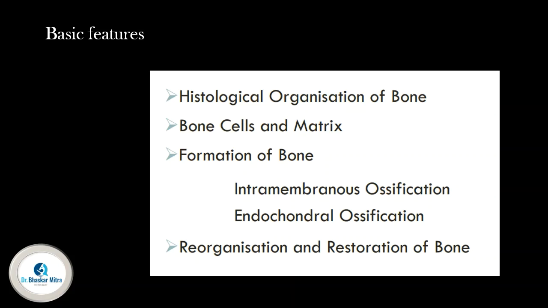Now, something about the basics of the bone. What is bone made of? Histologically, what is it? I mean, what is compact bone? What is trabecular bone? How is the bone made, what are its cell composition, and what is its matrix? Now, how the bone is formed by the process of intramembranous or by the process of endochondral ossification. Then the final part, the remodeling of the bone, which constitutes the reorganization and restoration of the bone.